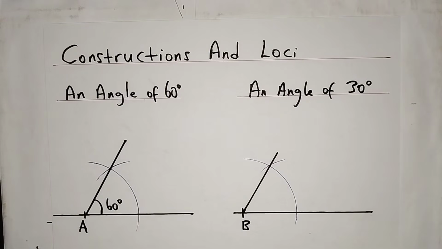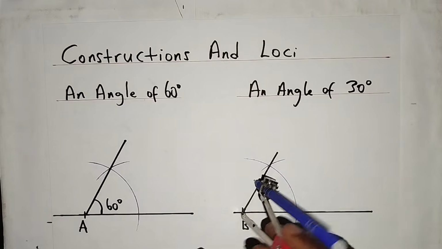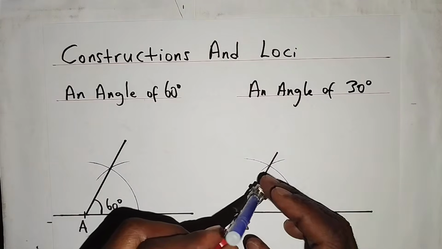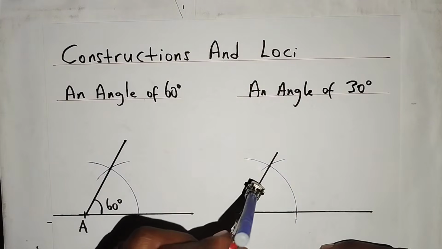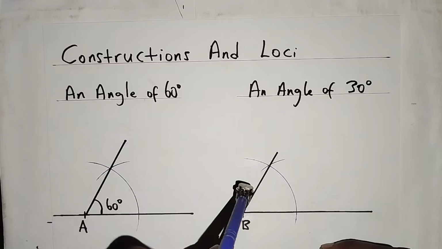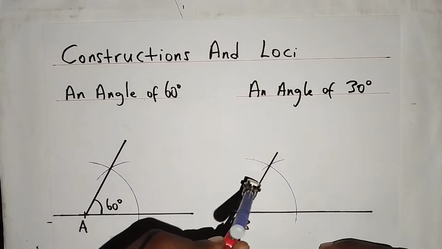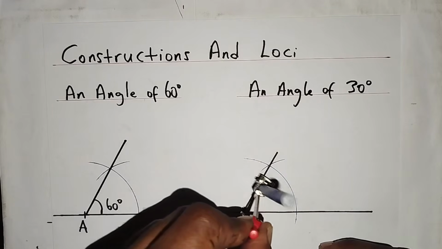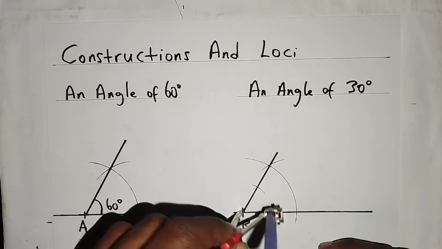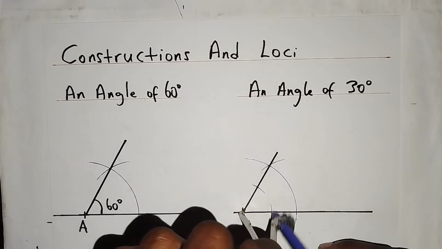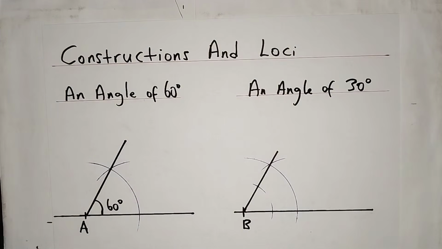So for me to come up with an angle of 30 degrees, I'm going to bisect this angle of 60 degrees at B. What is to bisect? It is to cut this angle of 60 degrees into two equal parts. So I'll open a suitable radius with B as my center and draw an arc which cuts this line here and which cuts also this other line here. Okay, so these are my two arcs.